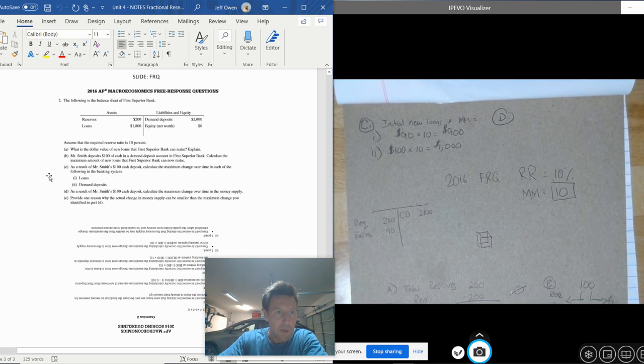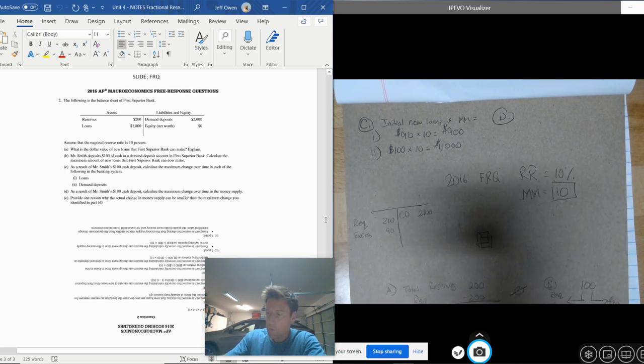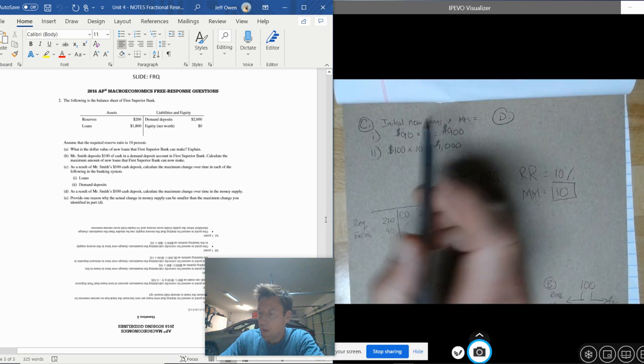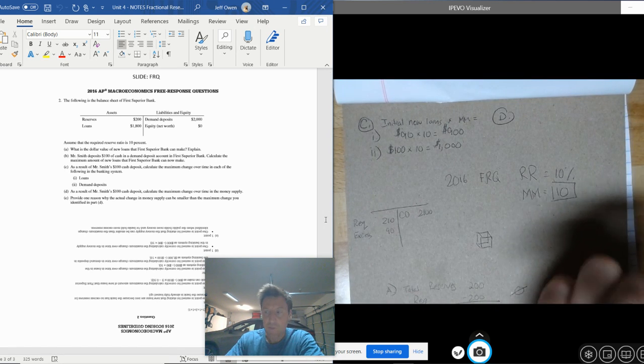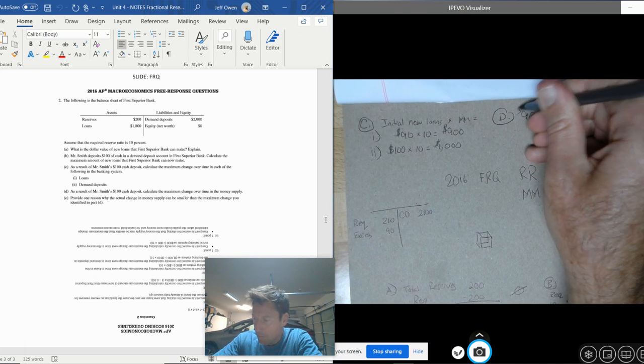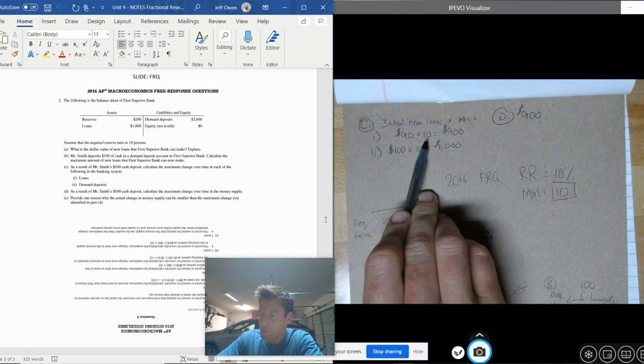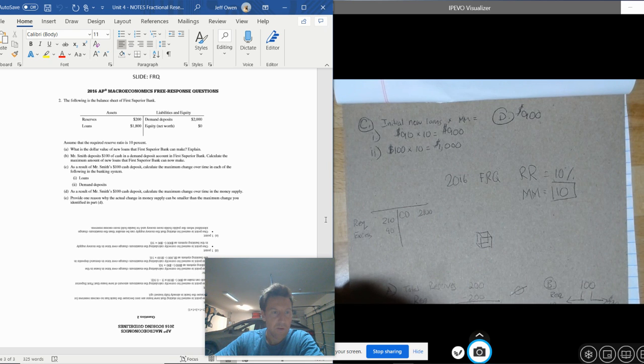Part D, as a result of Mr. Smith's cash deposit, calculate the maximum change over time of the money supply. This is them checking your understanding that money supply and new loans are the same. It should have confused you for a second. You're like, wait a minute, I thought they were the same. And you're right. Once again, College Board loves those trick questions. So once again, what's the new change in money supply? New loans are the same as new money, so just straight up 900 bucks. Initial new loans times the money multiplier gives us $900.